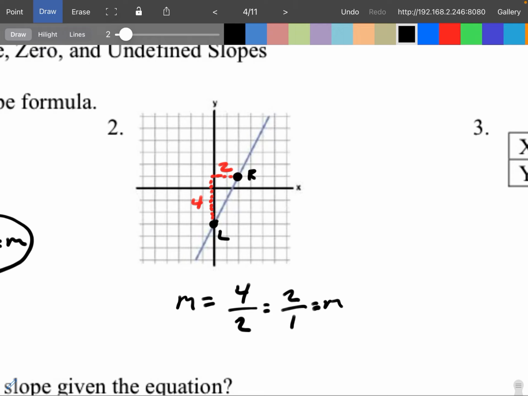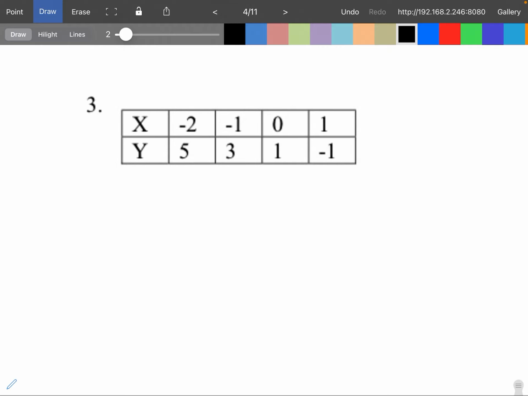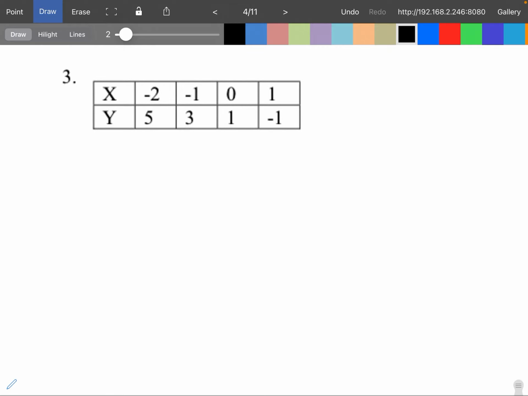So we can just write our slope down. The top number tells us how far we went up or down. We went up 4, so it's a positive 4. And then the bottom number tells us how far we went to the right, which is 2. And then if we reduce that, we get 2 over 1. That's our slope.